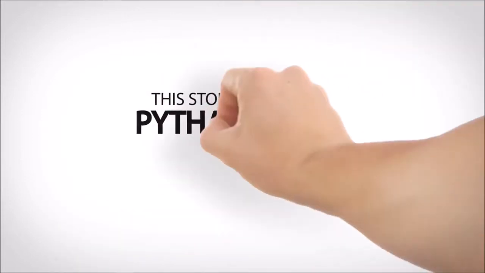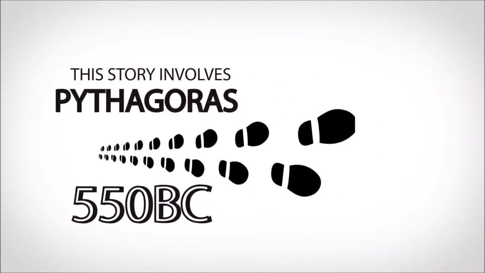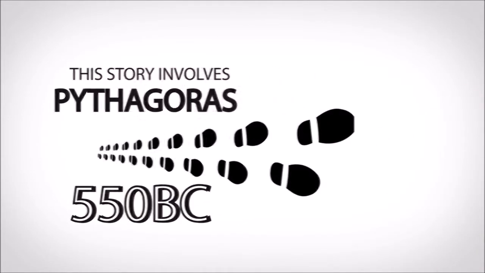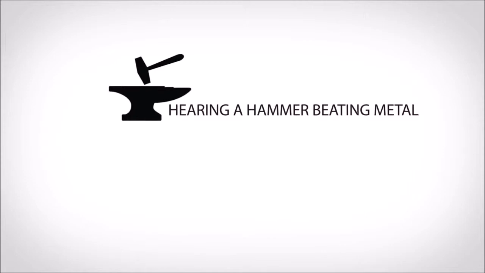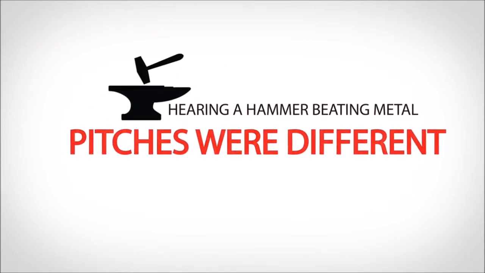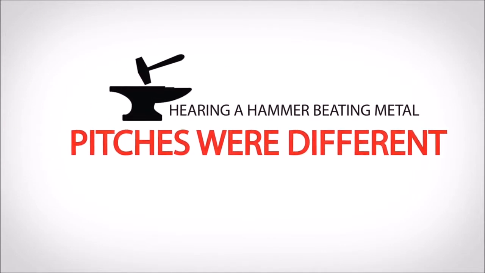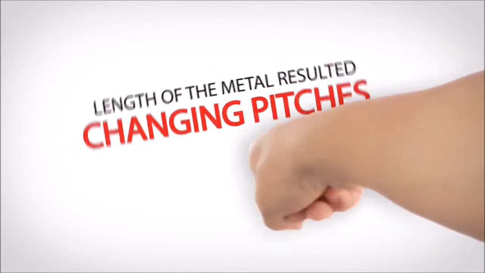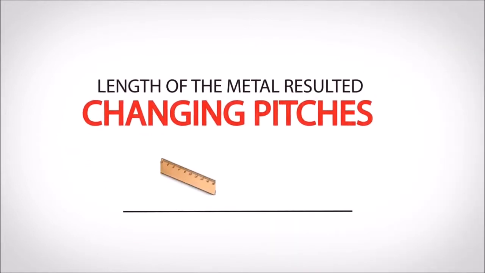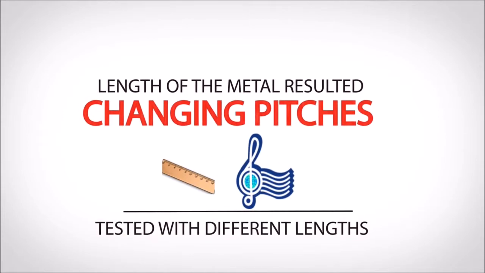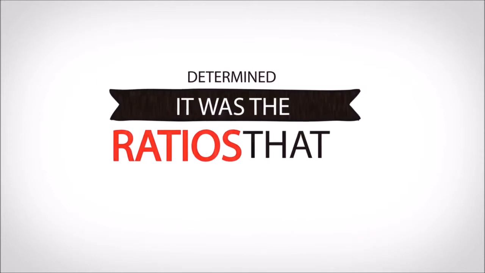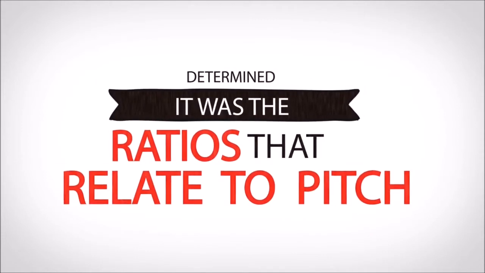So this story involves Pythagoras around 550 BC walking around his city-state, hearing a hammer beating a piece of metal on an anvil, and realized that the pitches were different. He saw that it was mostly the length of metal that resulted in changing pitches. He tested this out with different lengths of metal and wanted to measure the lengths. And the stroke of genius led him to determine that ratios were exactly related to pitch.